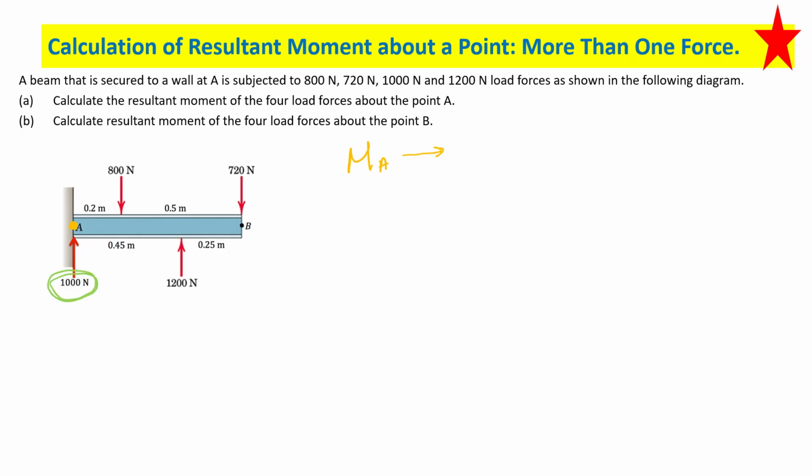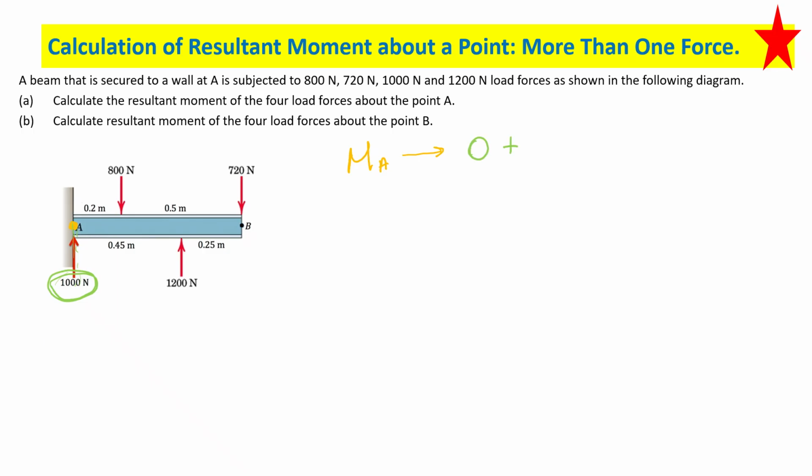0? Who is telling 0? Why is it 0? Yes, perpendicular distance is 0. So when a force is going through the point where we are taking the moment, that moment is 0. Okay, so when you extend the line of action of the force, this 1000 is going through A, so the moment is 0. Agree?